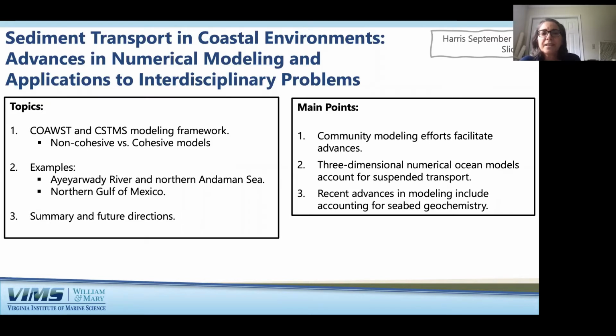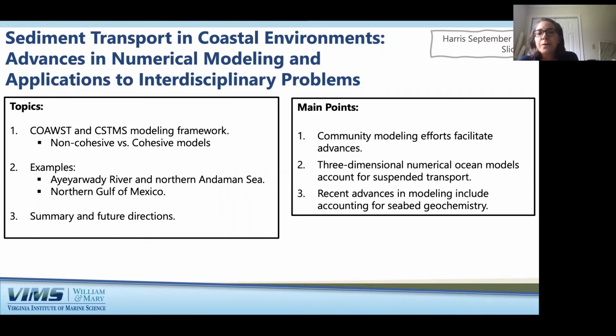So first, I'm going to give you a bit of background in the COAWST and CSTMS modeling frameworks. So that's the version of the ROMS, or Regional Ocean Modeling System, that I primarily use. And most of the applications that I show today will be using the non-cohesive version of that model. And then I'm going to have examples, as I said, from the Irrawaddy River and Northern Andaman Sea, as well as the Northern Gulf of Mexico. And then I'll close with a few thoughts on summarizing this work and what I think our future directions can be.